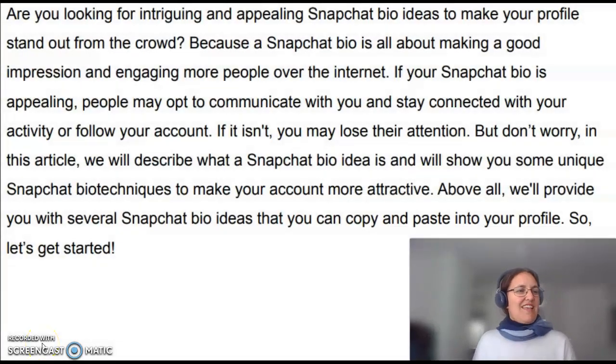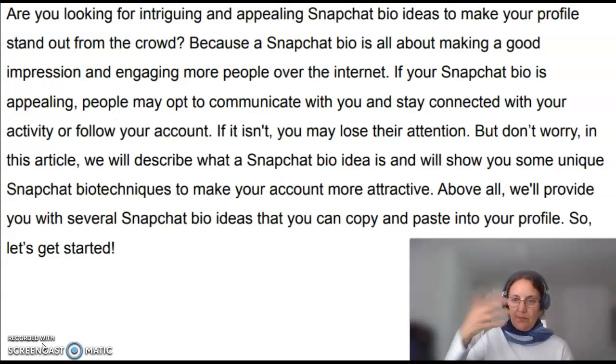To first catch your reader's attention, then include some context, which will show your readers where the rest of your story is going. So let's take a look at an example of a good introduction. This is a blog post showing readers how to improve their Snapchat bios, and I'm going to read it out to you.